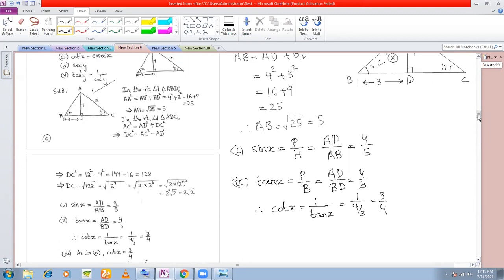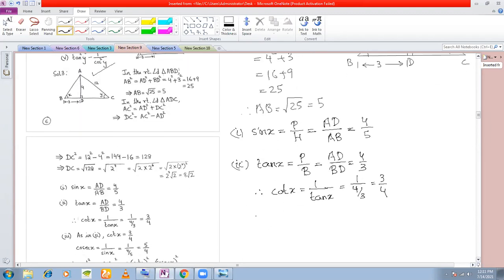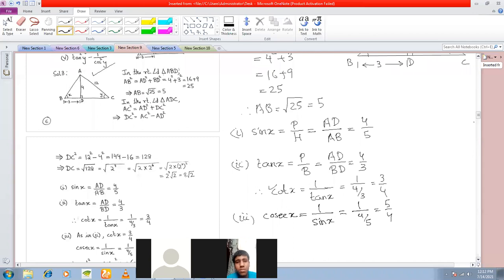Next, we want to find out cot square x minus cosec square x. Cot x we already know. So we will first find out cosec x. In order to find out cosec x, we must know sin x, right? So cosec x, we already know sin x from 1. So cosec x is equal to 1 by sin x. Sin x we have found out to be 4 by 5. So this is 5 by 4.